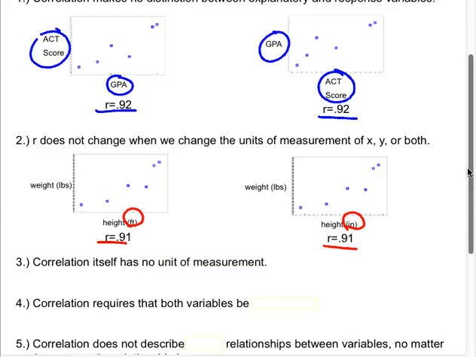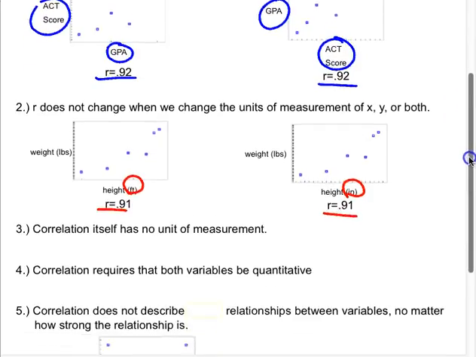Correlation itself has absolutely no units of measurement, okay? And it requires both variables to be quantitative. I think that's a pretty natural one. I don't think anybody gets really confused by that rule. Obviously, you can't measure a relationship if you're not dealing with quantitative, with measurable things, right?